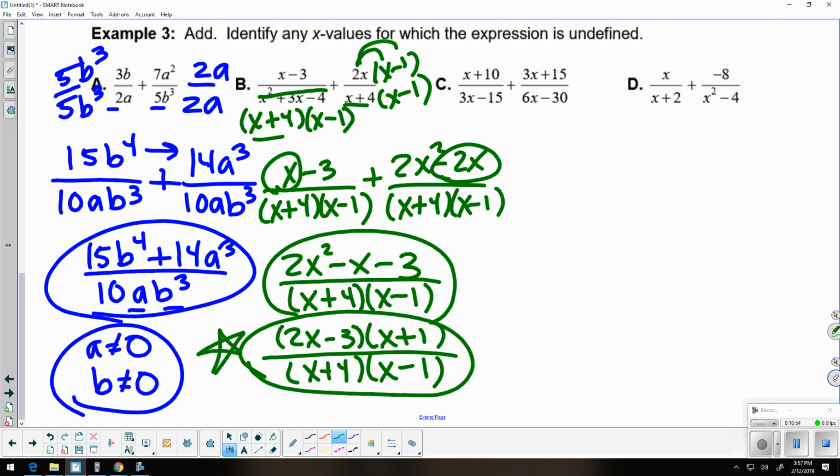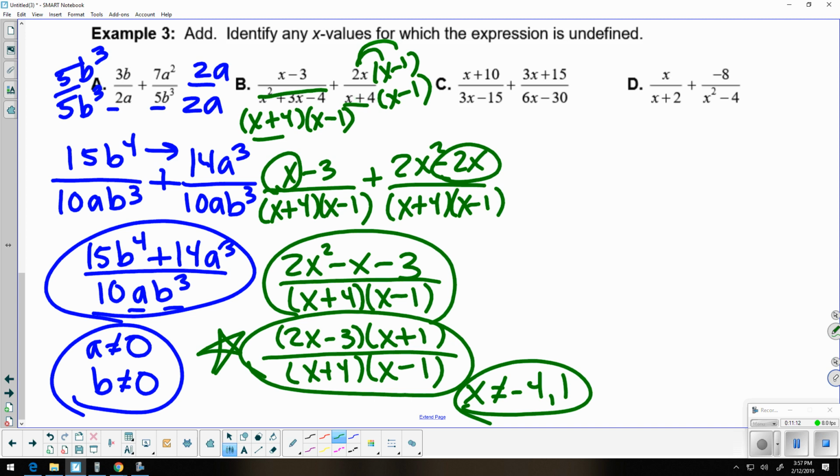Again, they probably want to see you at least attempt to factor, to reduce, and to simplify your overall solution. Okay, so we have our solution set. Again, stating what makes this undefined. In this case, x cannot be negative 4 and x cannot be 1. Those two values make it undefined.